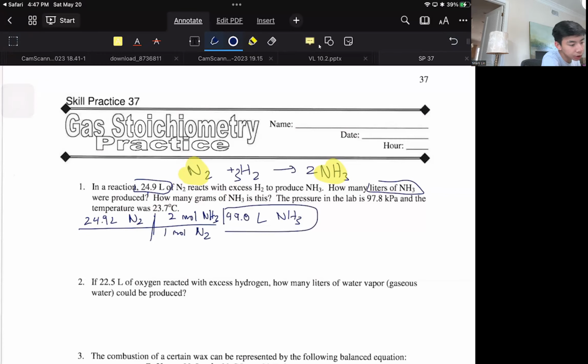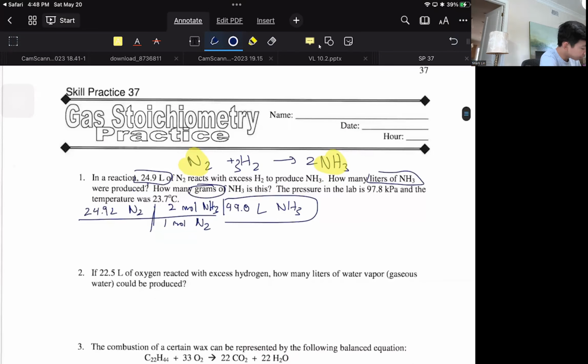So the second question asks how many grams of NH3 this is. So we have liters and we're going to go to grams. Which formula would we be using? Would it be combined gas law? Would it be Pivner? Would it be the gas law? Now we're going to be using Pivner because Pivner has n for the moles, and it also has liters in the volume. So we're going to be using Pivner.